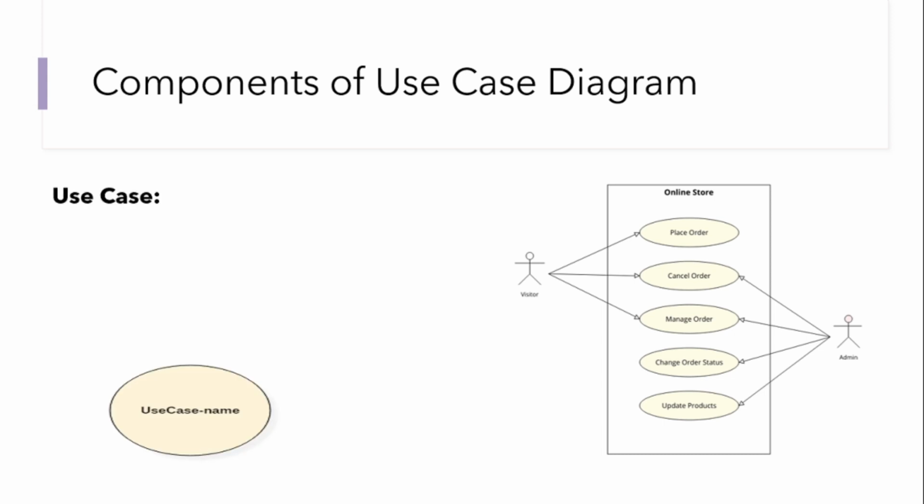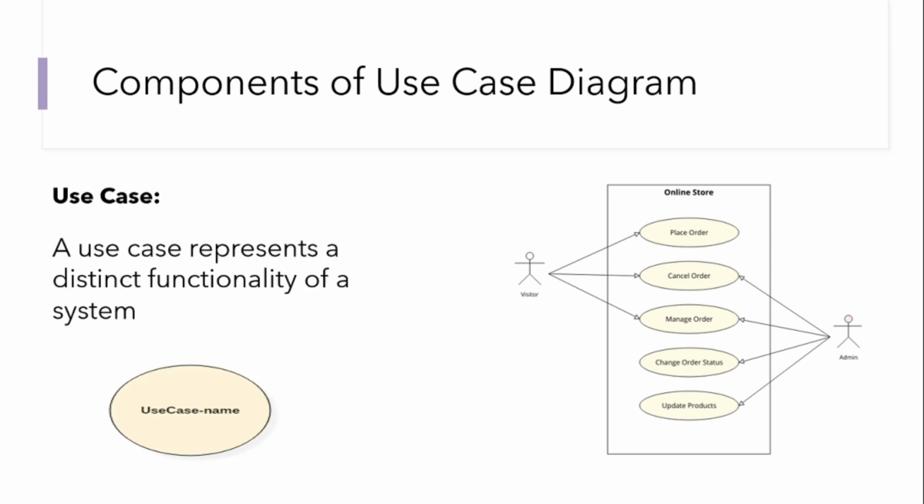The next one we will be looking at is a use case. A use case represents the distinct functionality of the system. Do you get it? So the distinct functionality. When it comes to an online store, we can talk of placing order, cancelling order, or managing order. These are the distinct functionalities, or the core functionalities. It is represented in an oval shape with the functionality written in it, as depicted over here.